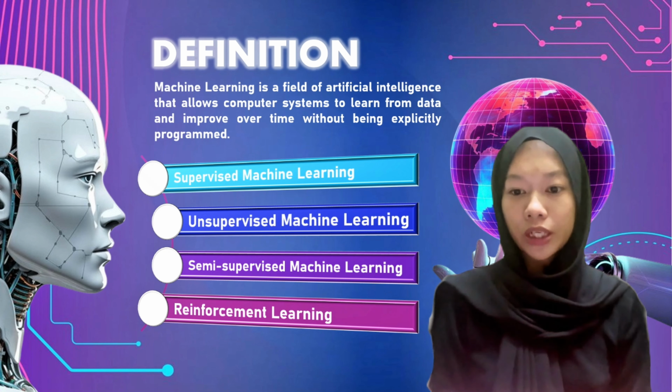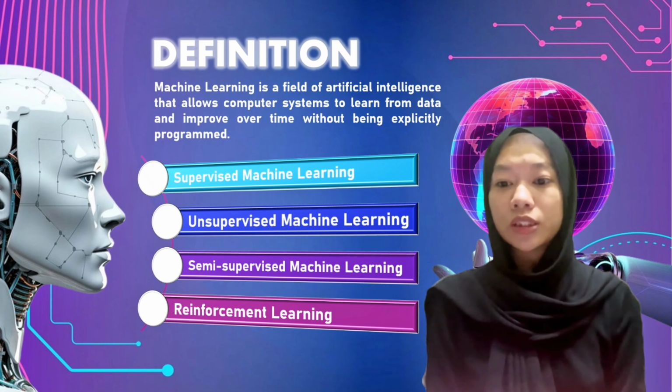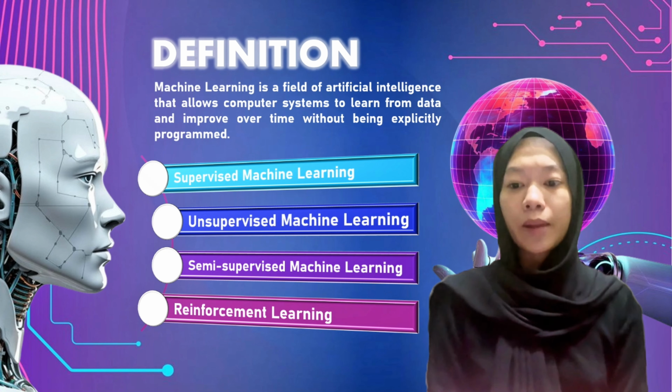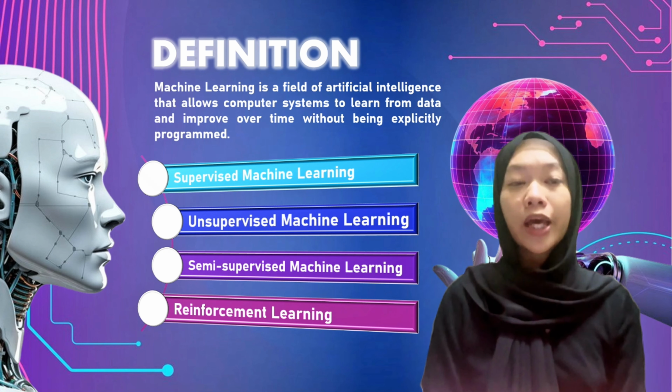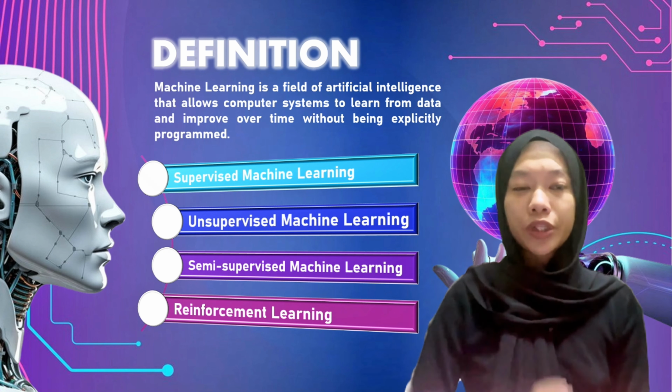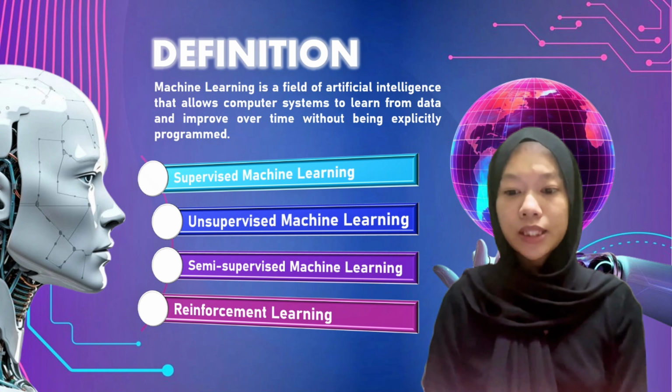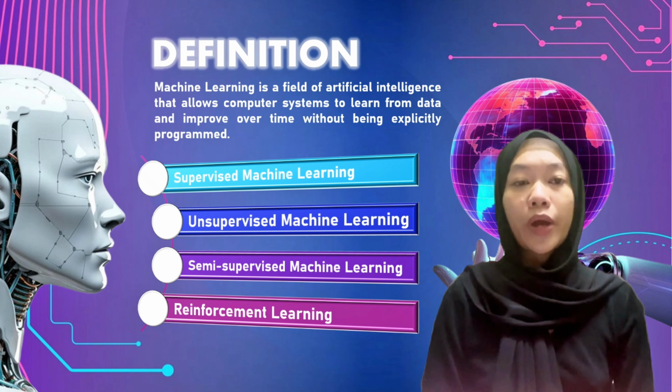This type of machine learning involves supervision where machines are trained based on labeled datasets and make predictions based on the provided training. The second type is unsupervised machine learning. The machine is trained using unlabeled datasets and makes predictions without any supervision.